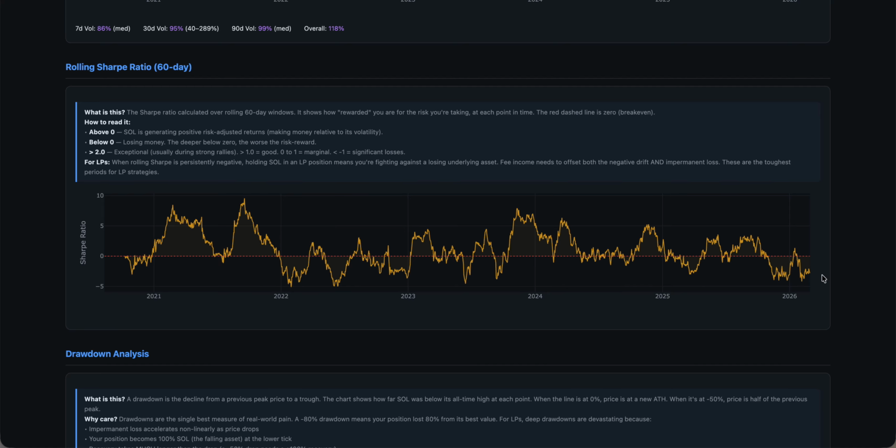So right now, we are also seeing the same thing. We are in a negative Sharpe ratio, meaning that it's impossible to be net green, because Solana itself is a negatively drifting underlying asset.